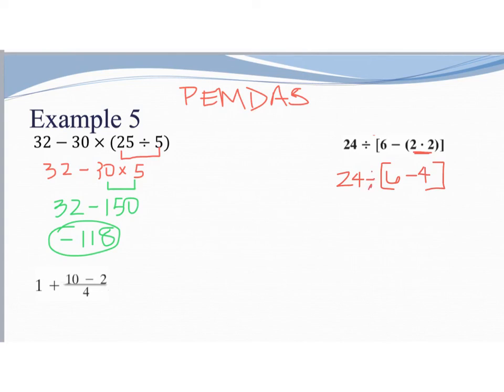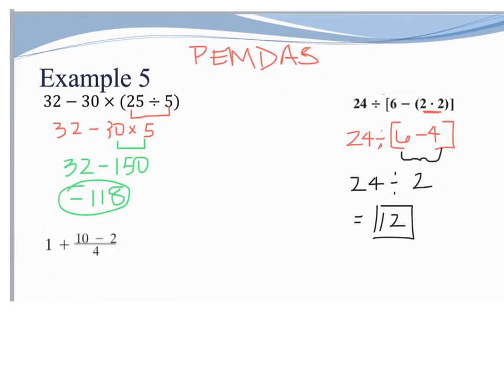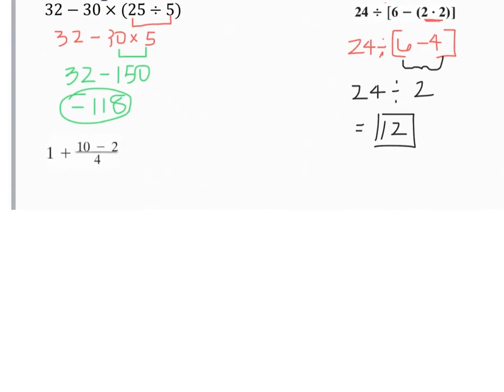So again, I need to simplify the stuff inside of the parentheses, or in this case, the brackets first. So 6 minus 4 is 2, and now I end up with 24 divided by 2. And when I simplify this, 24 divided by 2 gives me 12. So my final answer is 12. If you want to pause the video and try doing this bottom problem on your own, you may do so.